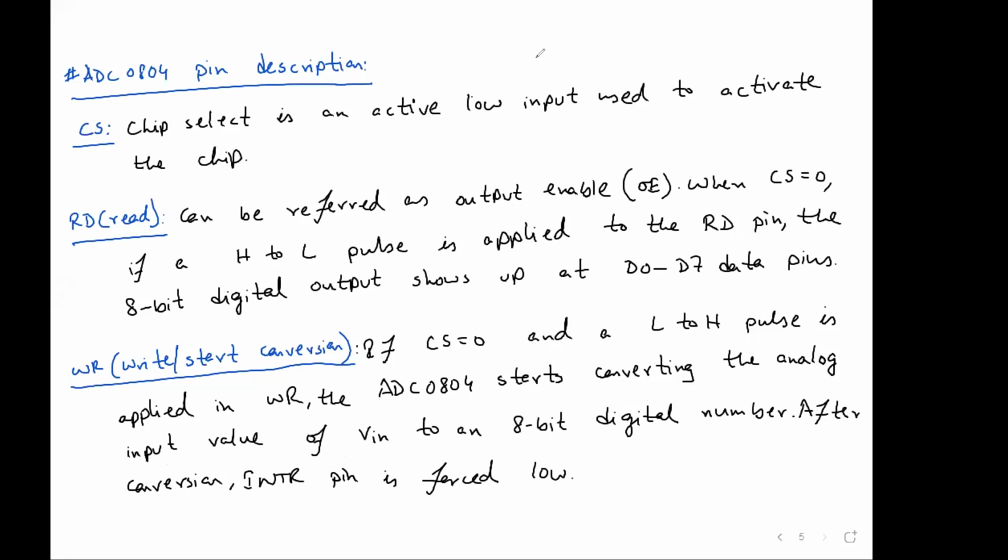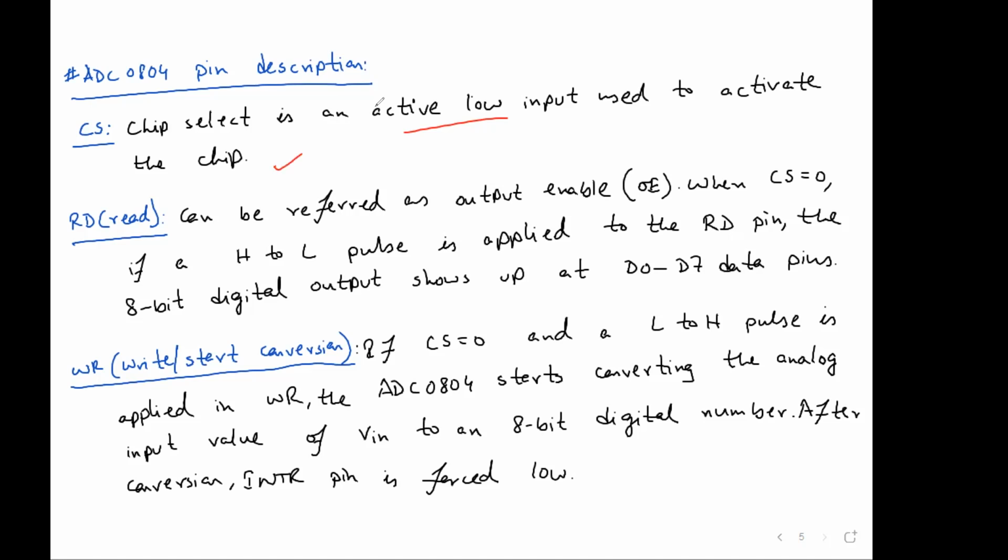So we begin with chip select, which is an active low input. The meaning of active low is that whenever this particular pin is low, the corresponding chip will be activated. This is the significance of an active low input. So this one is used to activate the chip.